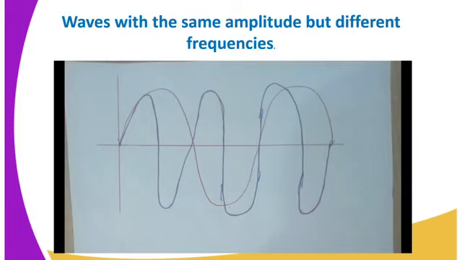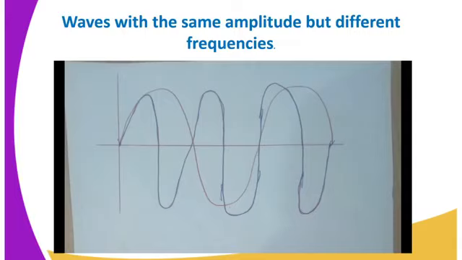If you look at this wave, you'll find that the maximum displacement of each wave on either side is at the same level. If you look at the wave drawn in red, and another wave drawn in blue, these two waves have the same maximum displacement on either side, meaning that the waves have the same amplitude, but they travel at different frequencies.